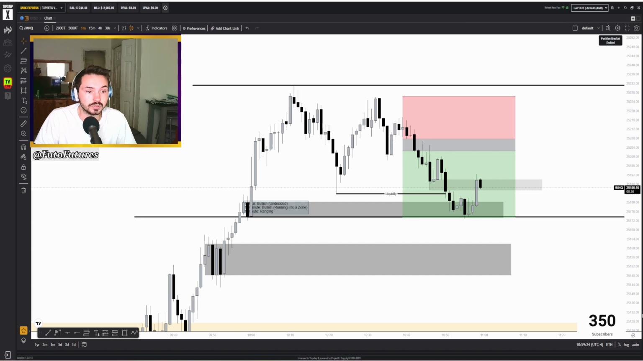I think it's a good enough risk area. Pretty risk averse both sides. So we're going to give it a little bit of patience to see which side it closes off of, and then I'll take that trade, that direction.